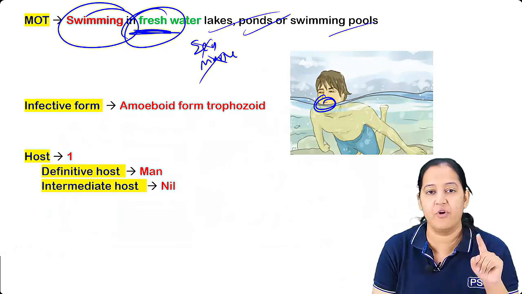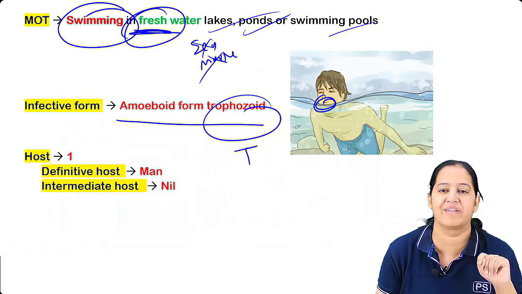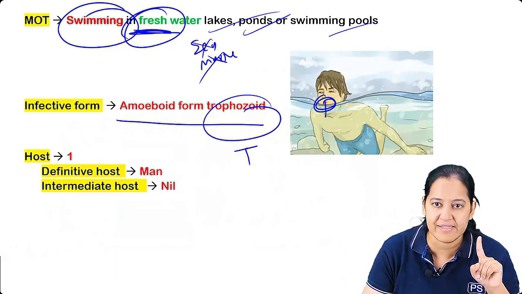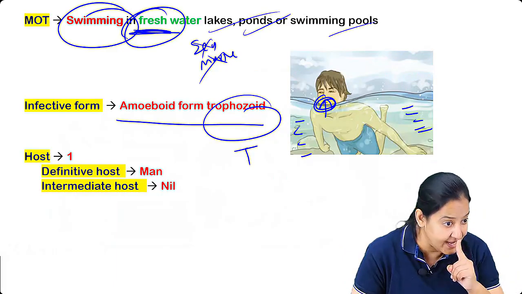Who is the infective form? The amoeboid form of the trophozoite. It's trophozoite, not cyst. There it was cyst, here it is trophozoite. So see here, the trophozoite is entering inside the nose. Imagine, the water contains the trophozoite, and the trophozoite is entering from the nose.